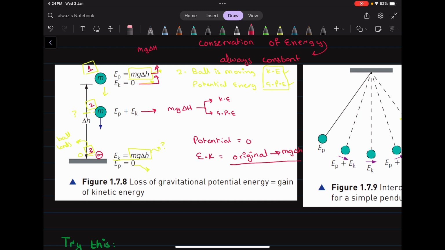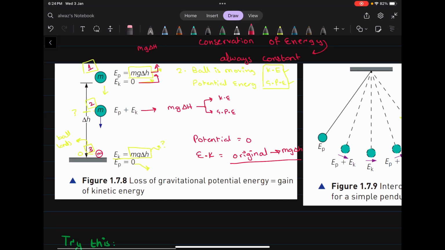So this is something that you need to remember, that the total energy of an object always remains constant. At some point it may have 0 kinetic energy and at some point it may have 0 potential energy, but the total energy possessed by that object will always be constant.